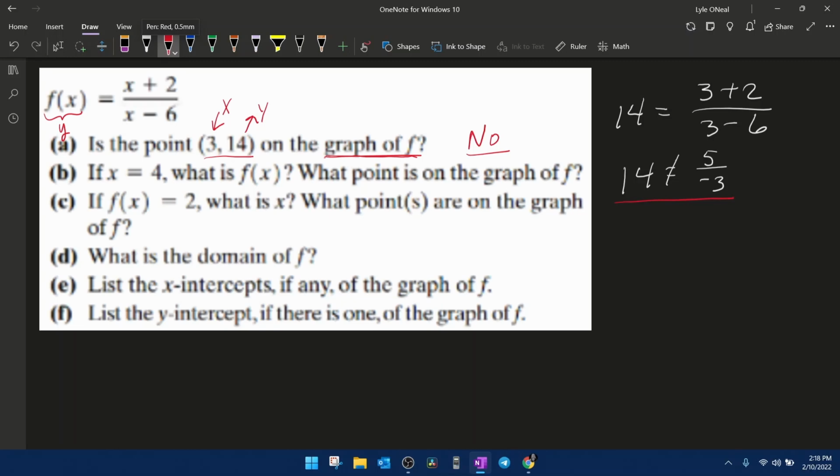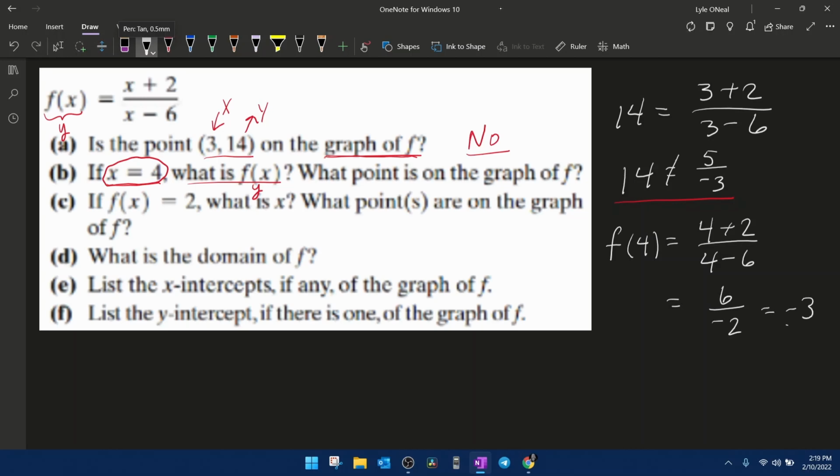Part B, if x is 4, what is f of x? In other words, it says what point is on the graph of f. So here again, we're going to replace every x with 4, and we're going to calculate the y coordinate. In other words, we're going to be calculating f of 4, 4 plus 2 over 4 minus 6. That's going to give me 6 over -2, which is -3.